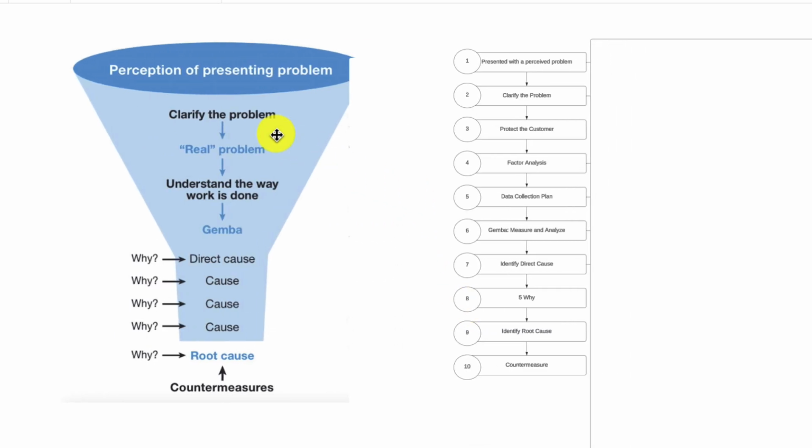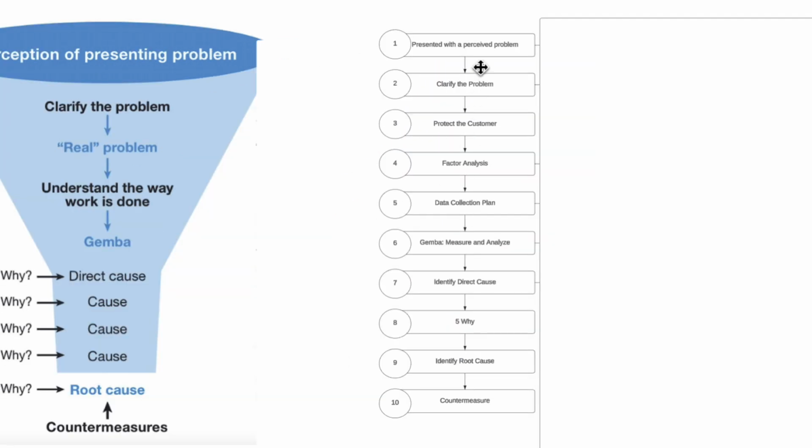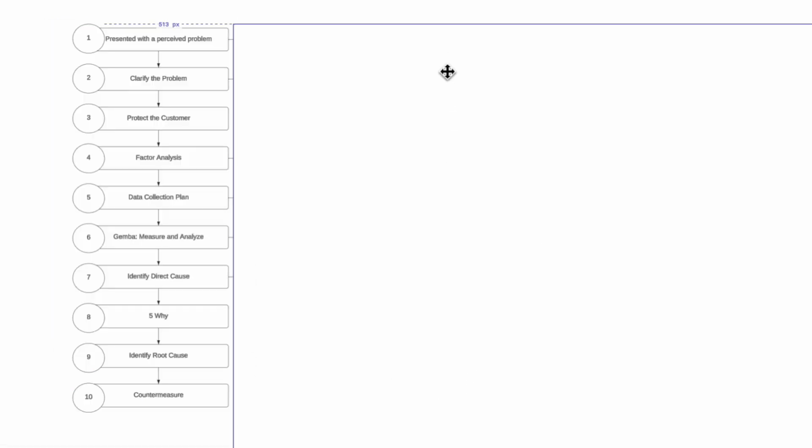And you can see how the funnel lines up with my 10 steps. So I start with the perceived problem as well. We get to clarifying the problem, which I'll show you how to do in a moment. Now, I did add in protecting the customer. That's important. We want to make sure we protect the customer. We go through a factor analysis with the experts to get down to what we think could be the causes of the problem. And then we build a data collection plan. Go to Gemba to measure the information on the data collection plan. And then number seven, we get to identifying the direct cause. Number eight, we can now do the 5-Y analysis to drive down to the root cause and countermeasures. Now let's look at how we can do this in a succinct way.